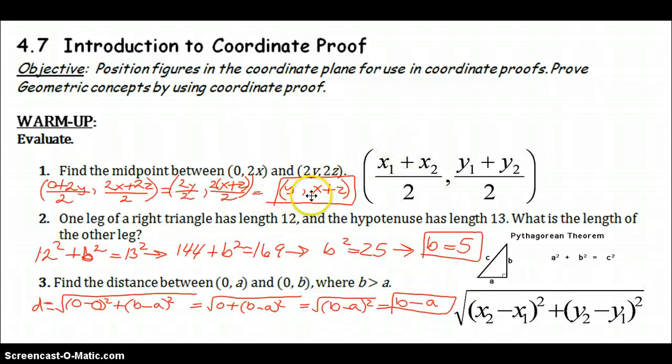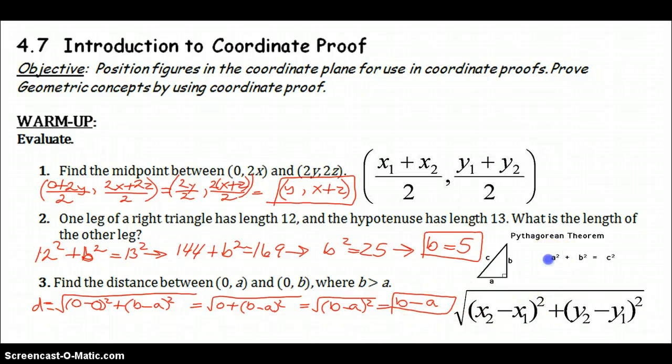All right, here's what we should get for our answers for each of these. When we plug in our values, we get y as the x-coordinate and x plus z as the y-coordinate. For number 2, when we plug in our values here, we get that the other leg, which I've called b, is 5. And number 3, the distance between these 2 points, as long as b is greater than a, is b minus a when you plug it all in. Because right here, for the x's, we get 0, so we don't have to worry about that. The square root of the quantity b minus a squared, the square root cancels out with the squared part, so we get just b minus a.